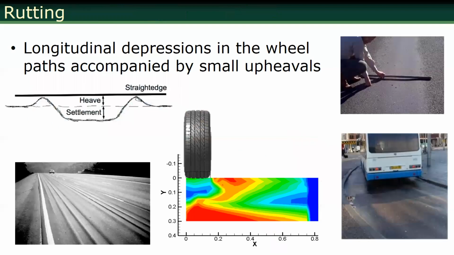Now we need to understand those. Now, rutting first. What is rutting? Longitudinal depressions in the wheel paths accompanied by small upheavals. If you look at this, this is a traditional picture. If you Google search rutting, you will see this particular picture.